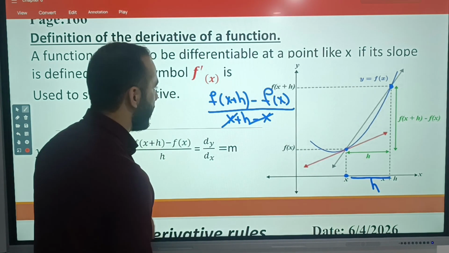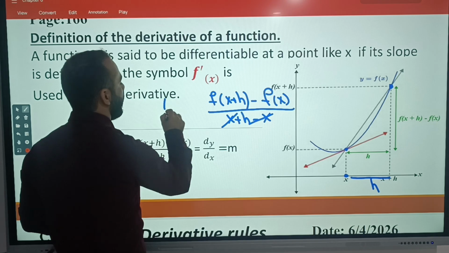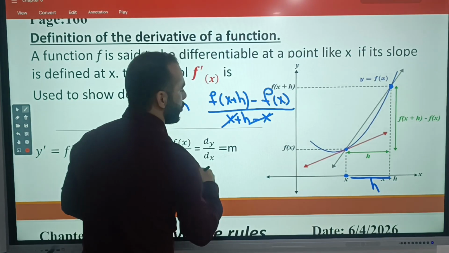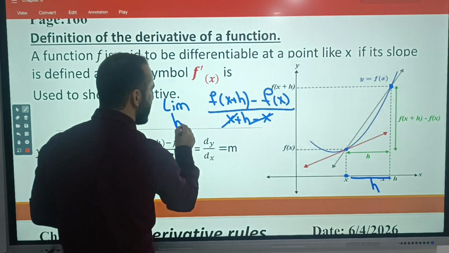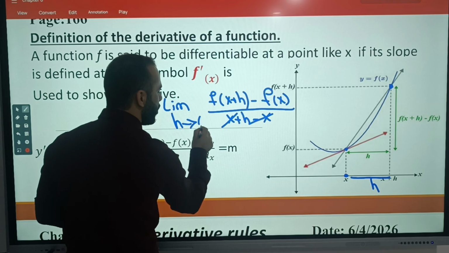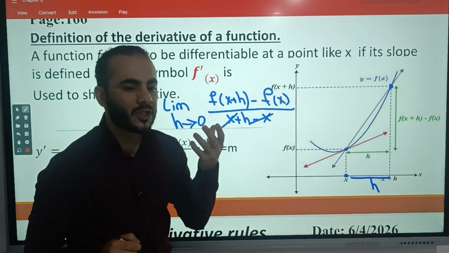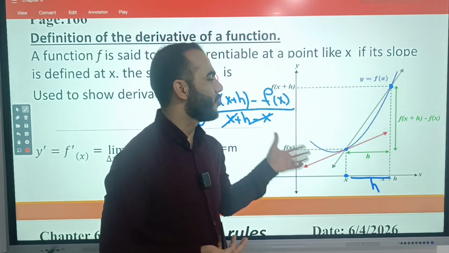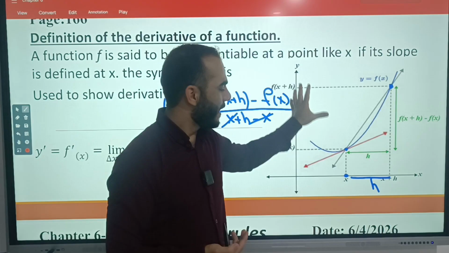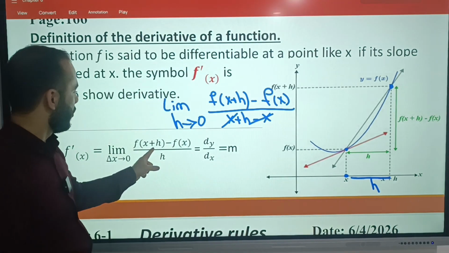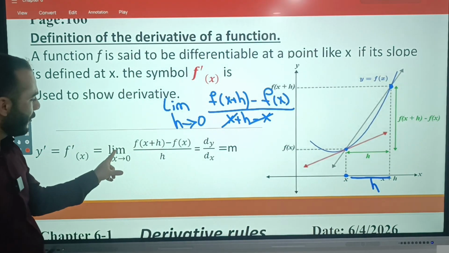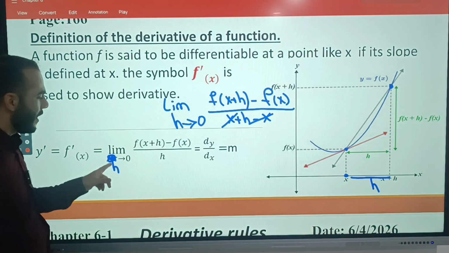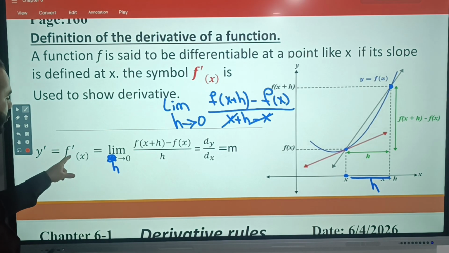In grade 12, you will study something fundamental in calculus, which is limits. So the limit of the rate of change, when this h tends to 0, is going to make something that is called the derivative. You don't need this for now in grade 10, but I just want to explain it because there is this notation in your book. So I want you to know that the limit of the rate of change, when h goes to 0, is going to be equal to f prime of x.